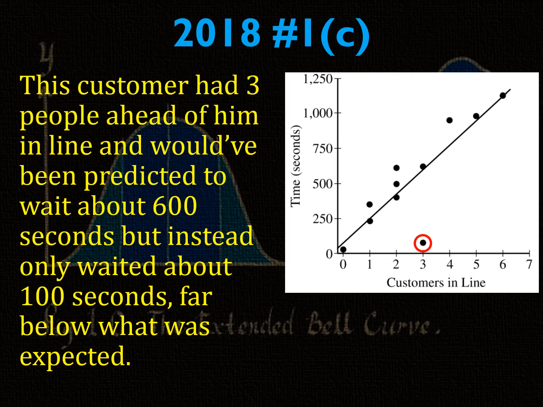So again, for an outlier, it's good to state whether the value was much higher than expected or much lower than expected, besides saying the dot is far away from everyone else. You want to be a little more specific than saying the dot is far away. You want to say that customer waited a lot less than what would have been expected.